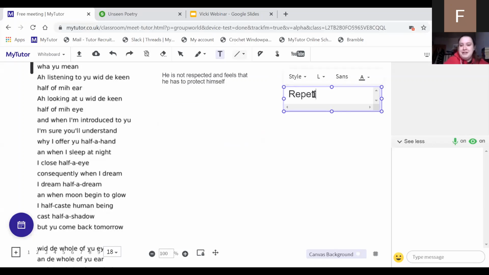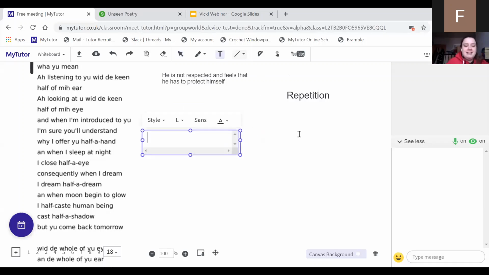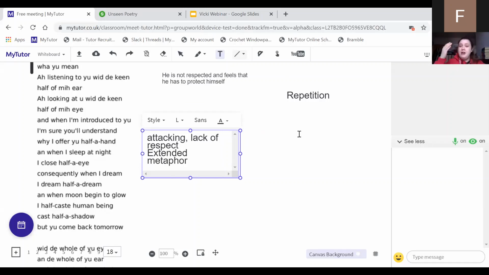Really not good at the dialect for this. It sounds very odd coming out of my mouth. And when I'm introduced to you, I'm sure you'll understand why I offer you half a hand. So it's starting to get very attacking. There's a lack of respect. Obviously, this is all an extended metaphor, because you can't offer half of a body part unless it's actually been taken out of your body, essentially.